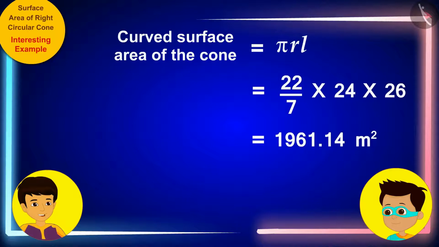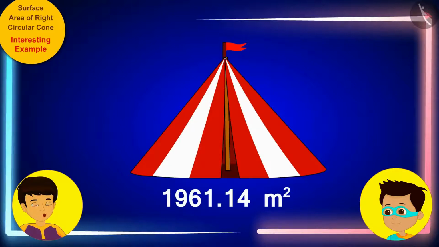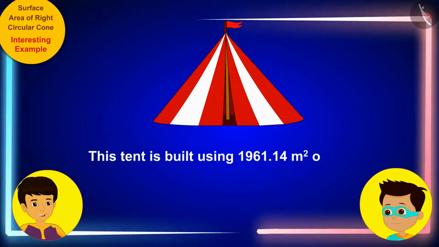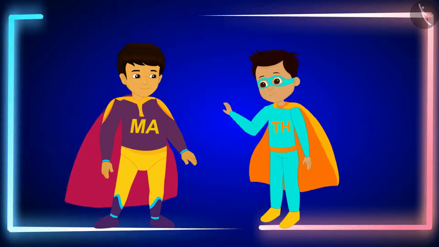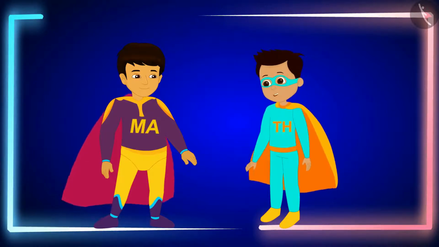I got it! The curved surface area of the tent is 1961.14 square meters. This means that this tent is built using 1961.14 square meters of cloth. Wow! So much cloth was used in making this. No wonder it is so huge.